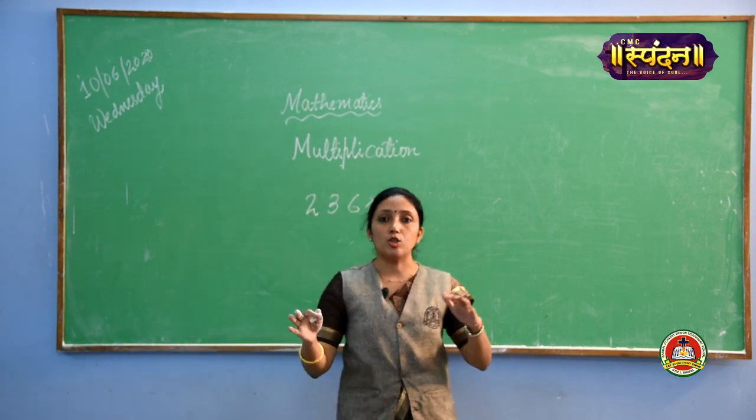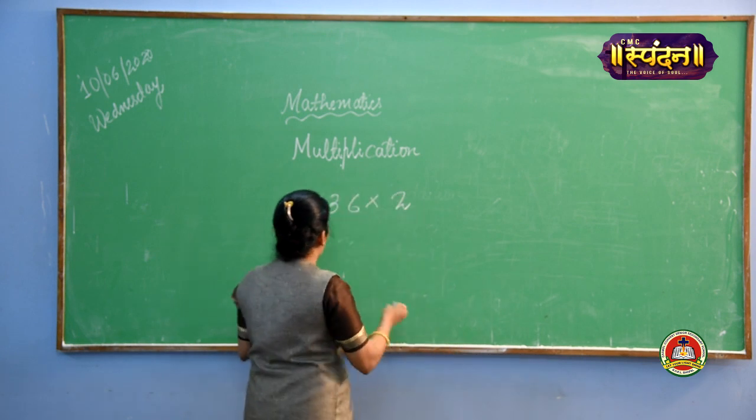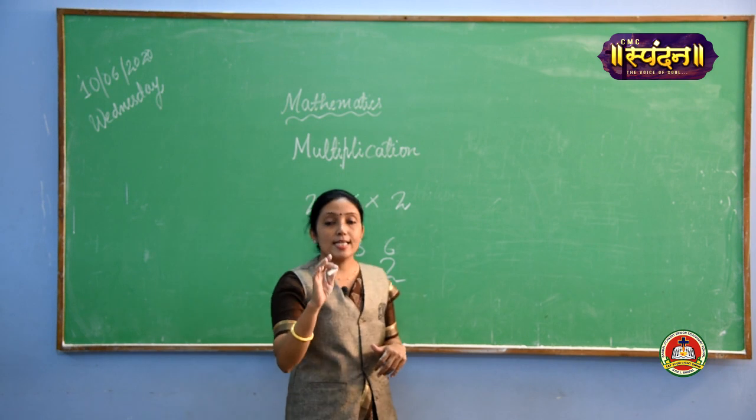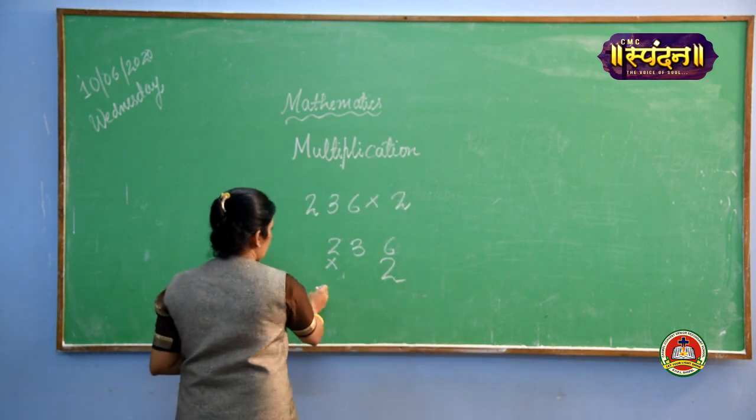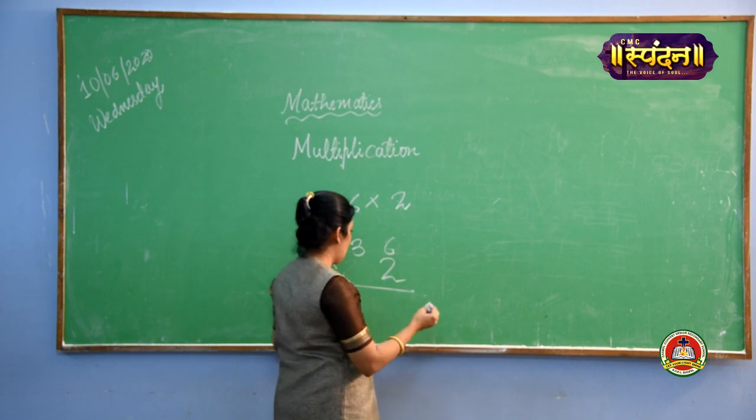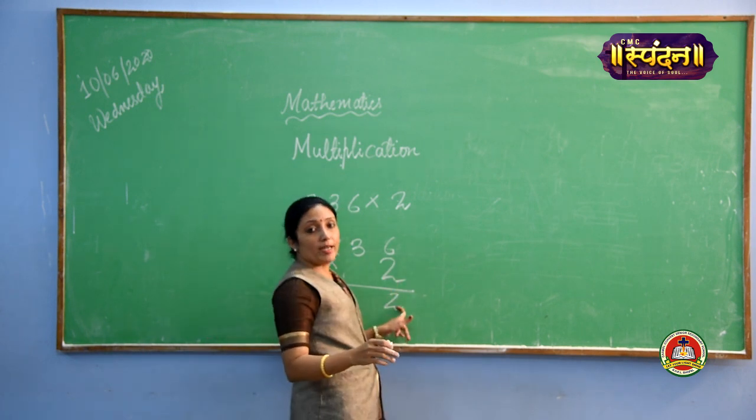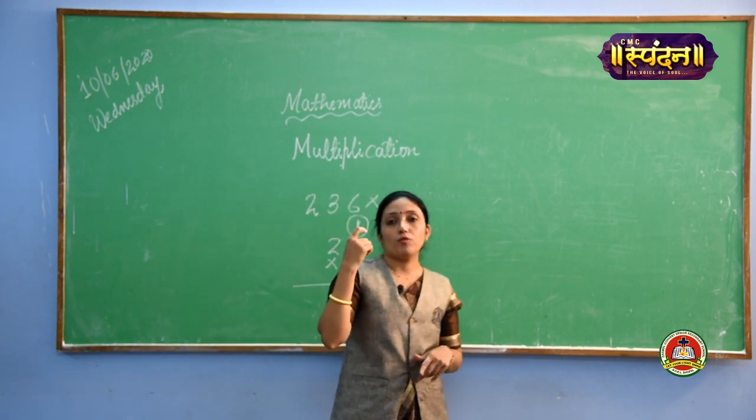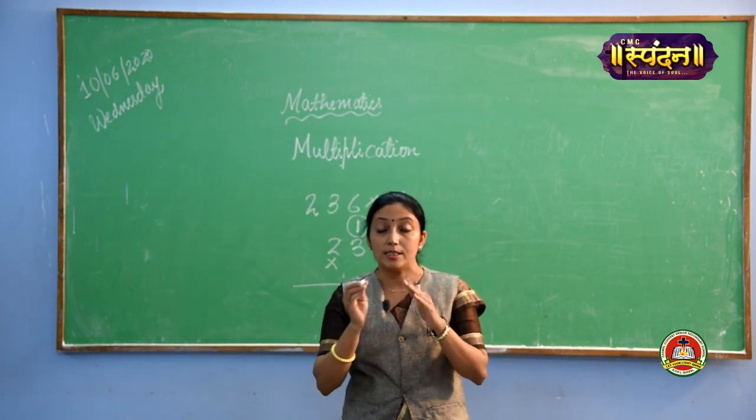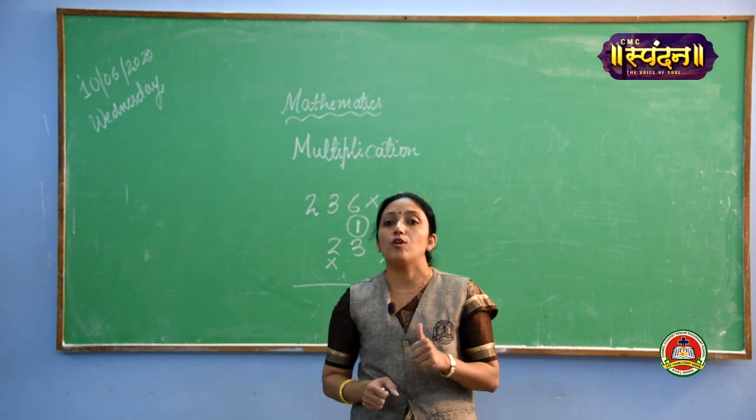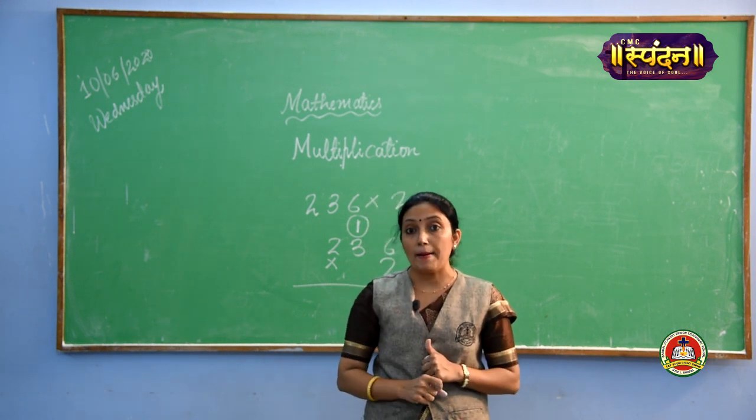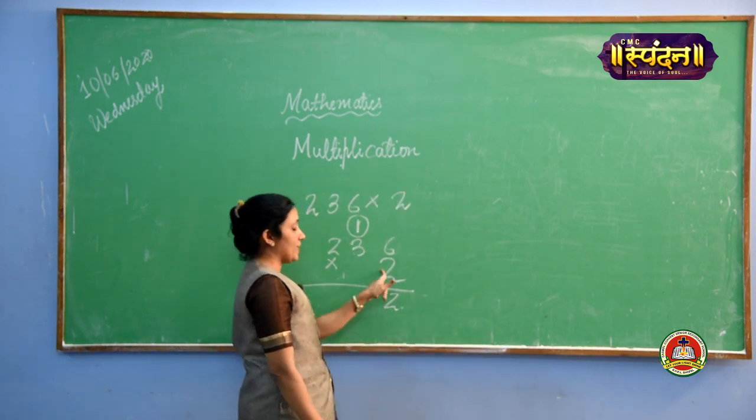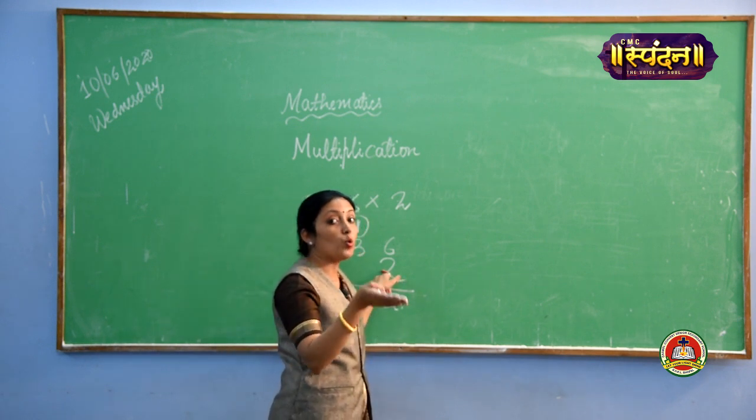236 multiplied by 2. It was a simple multiplication with a small number. So see how we are going to do it. 236 multiplied by 2. 2 sixes are 12. 2 here, where will the carryover go? Here. In addition also we have learned the carryover is very important. Similarly in multiplication also the carryover is very important. You need to remember and encircle that carryover, that will give you the correct answer, and you will remember that you have to add that.